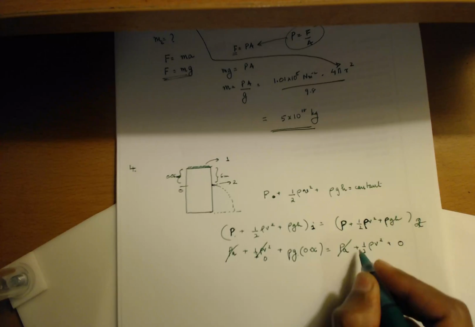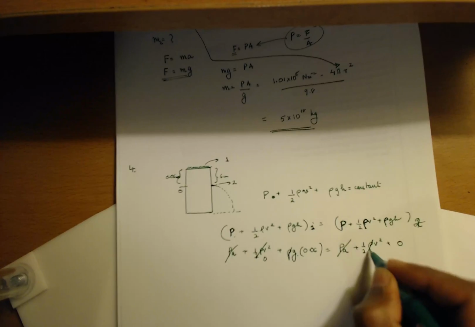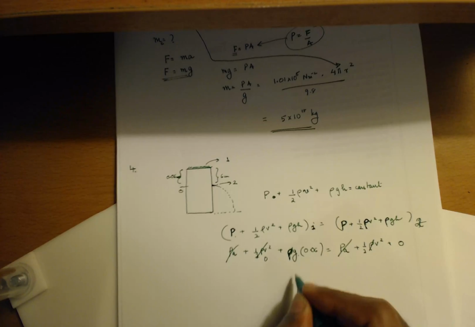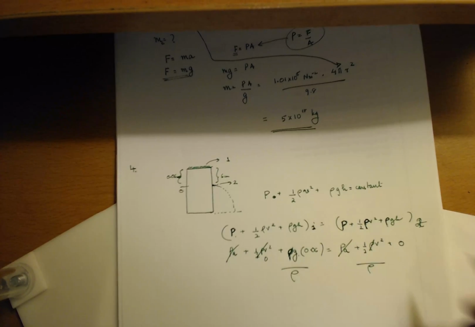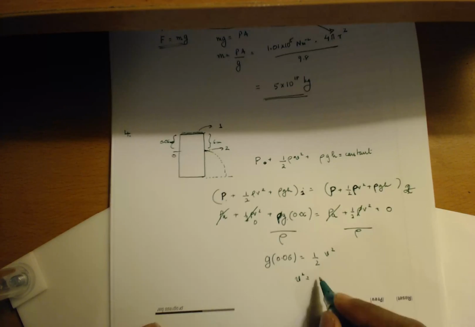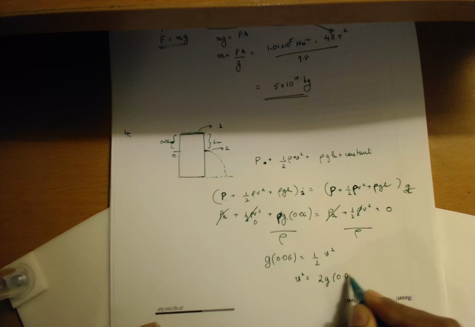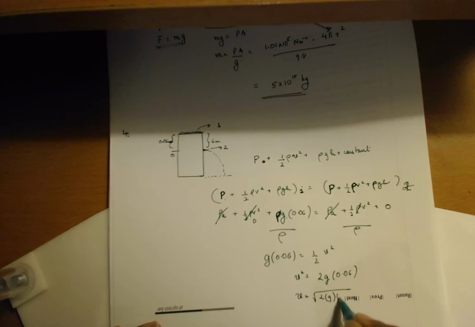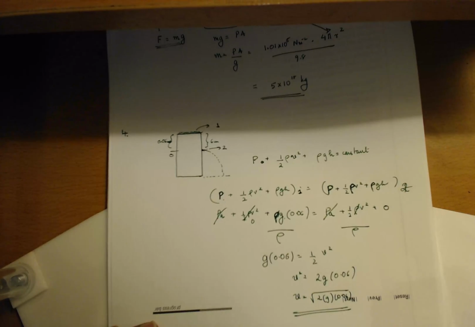So I get, and then I have rho on both sides, so I'm going to go ahead and cancel the rhos out, because if I divide both sides by density, they go away, right? So I'm left with g times 0.06 equals half v squared, or v squared equals 2g times 0.06, or v equals the square root of 2 times g times 0.06.